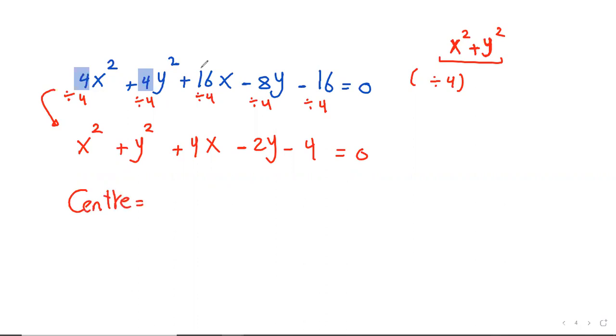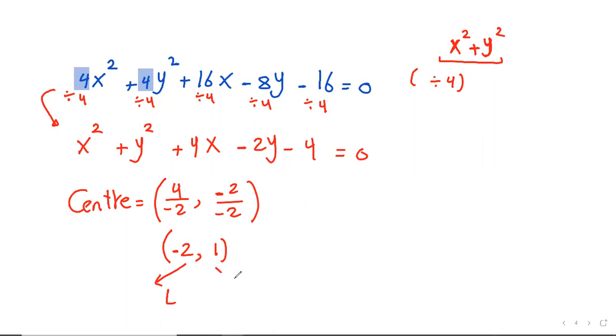What are the two coordinates of the center? It will be negative 4 divided by 2, it's negative 2, and negative 2 divided by negative 2, it's 1. So here it's L and here it's K. And we have C here, negative 4.